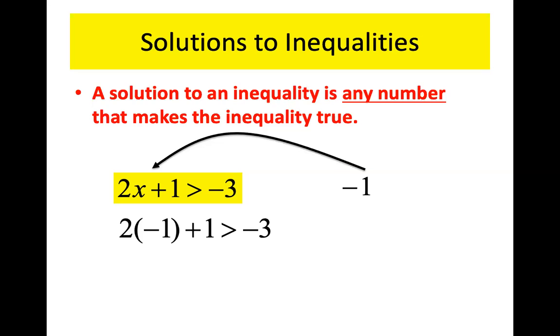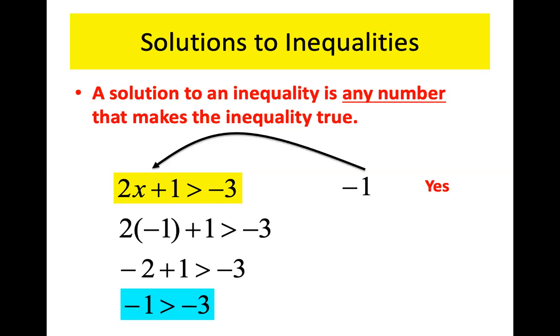2 times -1, Jenna, is? It would be -2. What's -2 plus 1? Same or different signs? Different. Add or subtract. Big minus small gives me more negatives, more positives. So we get -1. Is that a true or false statement? Therefore, we put yes. Okay?